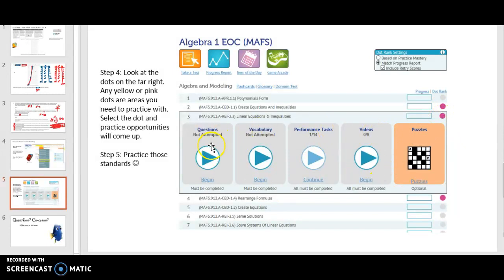This will pop up. You can do questions, take practice questions, practice vocabulary, do performance tasks, watch videos, play some puzzles. Your dot rank will increase based on questions or performance tasks or puzzles that you complete. Watching videos won't adjust it, but they're very helpful so that you can answer your questions or performance tasks.